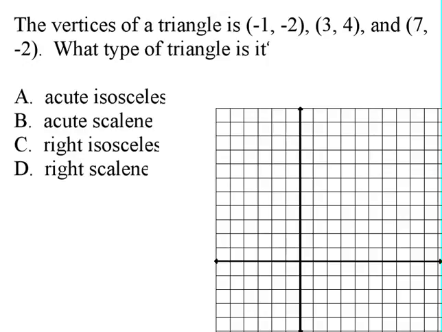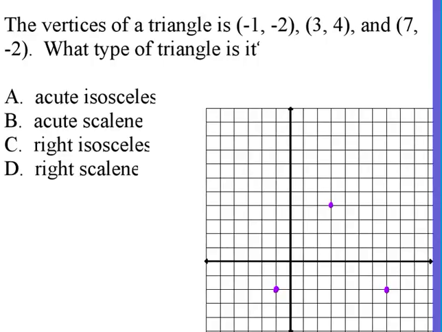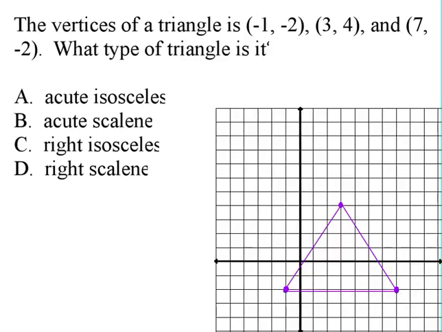The vertices of a triangle are (-1, -2), (3, 4), and (7, -2). And they're asking, what type of triangle is it? So we want to know, what type of triangle do I have here? So let's double check. This is what I told the kids to do last year. Okay? First of all, if I count here, let's count horizontal. What do I have horizontally here? I have 4, right? What do I have vertically here?